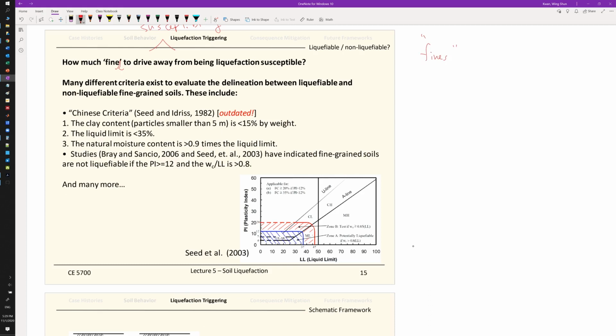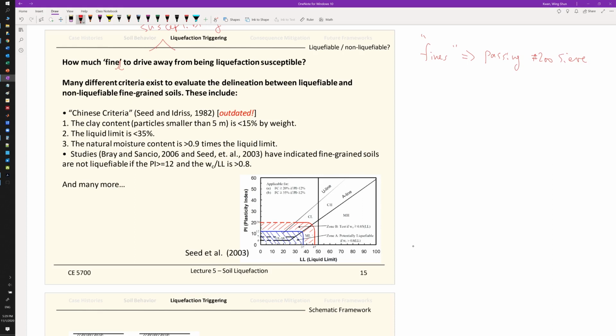So again, what is fines? The soil particles passing the number 200 sieve. Go back to 366 when we talked about the gradation curve. So how much fines are there in order for the soils to be no longer susceptible to liquefaction? That's a difference, and there was a research paper in the past to define that.